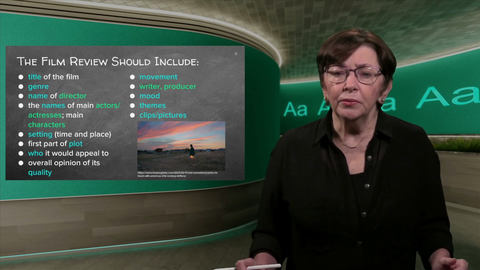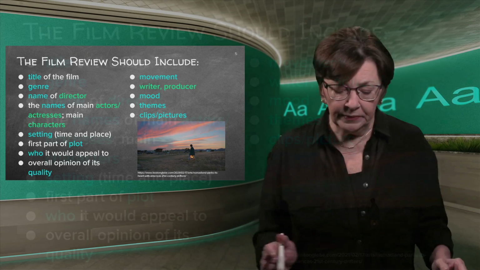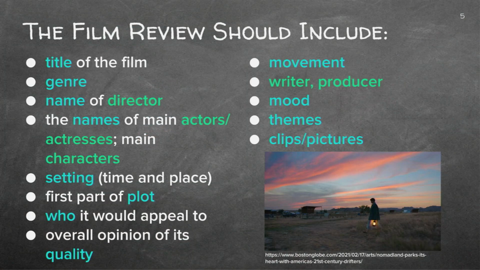Then you look at the film review, for instance, what should it include? Okay, the title. We did this in the writing and presenting as well. The title, the genre, the director, the actors, actresses, characters, and names of those. You're also going to have to mention the setting, where it takes place, and a first part of the plot. You're going to say who you think it will appeal to, the older generation or young teenagers or something, and then you'll give an overall opinion of the quality.